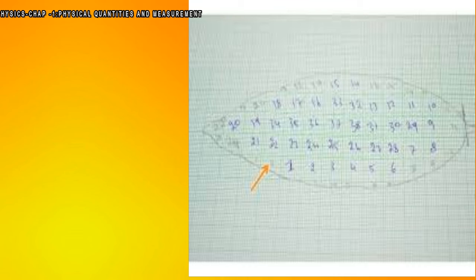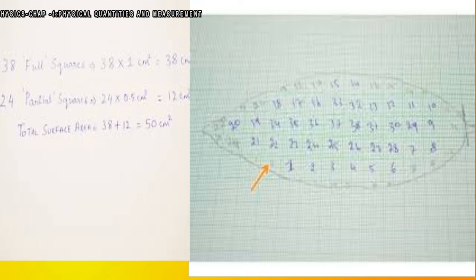Now the second part, as we can see in the figure: use two different colors to mark full squares and partial ones. Use a pen or pencil and number the full squares inside the leaf trace. Use an alternative color to number the partial squares inside the leaf trace.